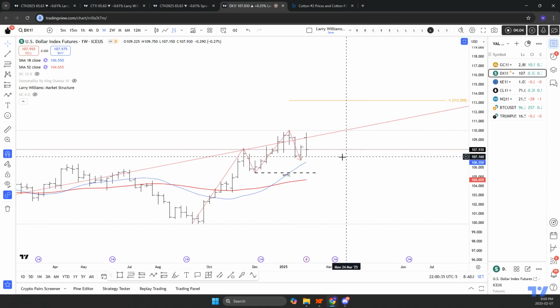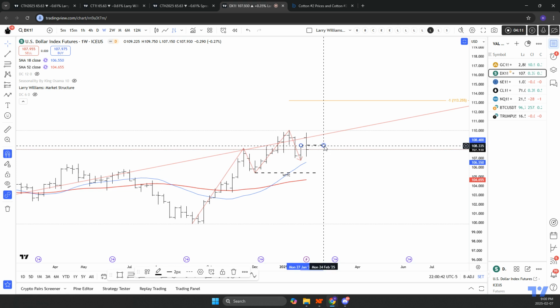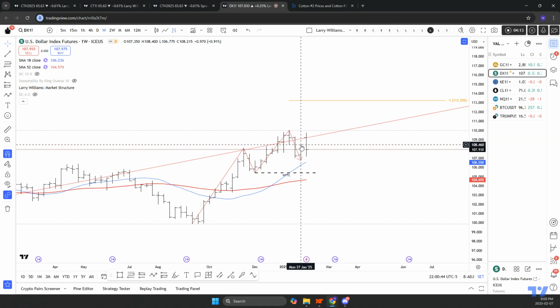Now over here onto the weekly. This week was interesting. We gapped up, and then we had an oops pattern, a Larry Williams classic oops pattern. So we opened up, and then we took out last week's high. That's a strong sell signal.